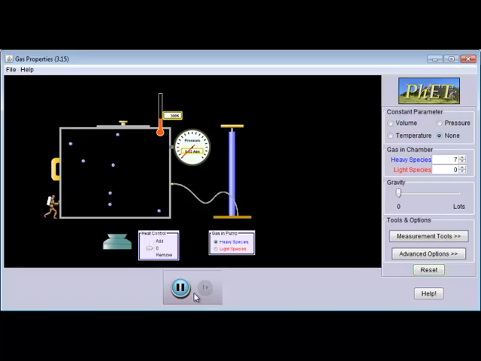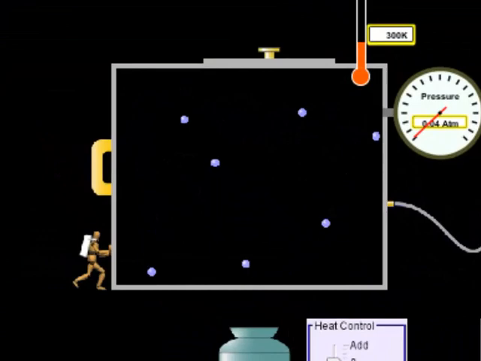And the particles will move around randomly, and they will have differing kinetic energies, and the average kinetic energy, as we've already heard, depends on the temperature. Now, these particles will collide with each other, and they'll collide with the walls of the container, and each time a particle collides with the wall of the container, it will exert a force on the wall of the container.